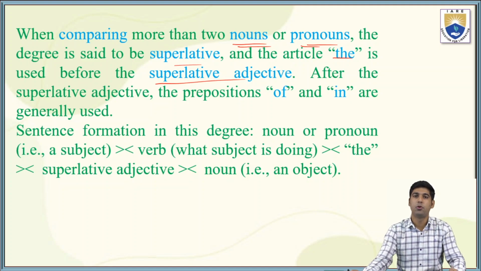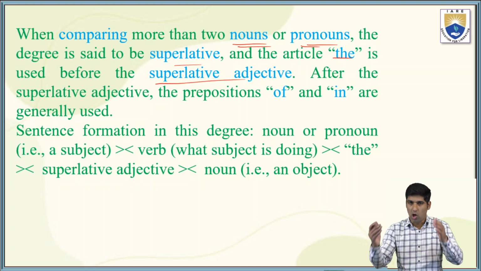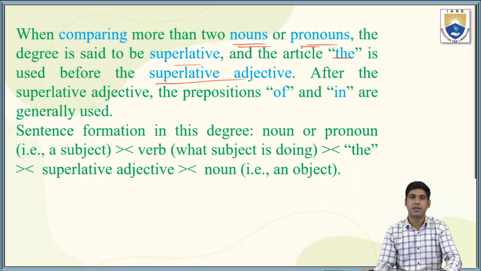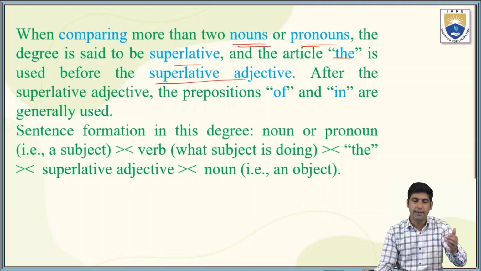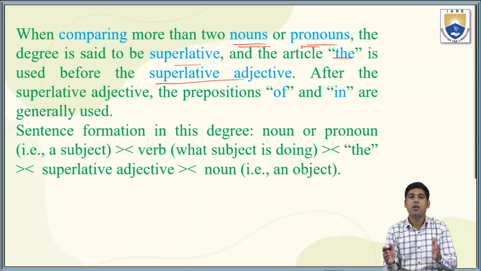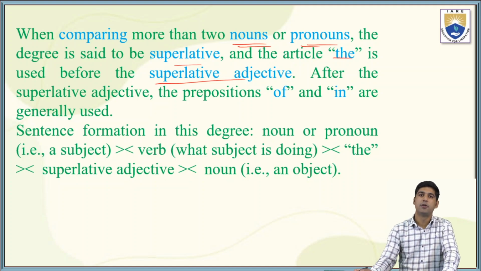It will again help you to know about articles. We have the definite article the. There are a lot of uses of the, like we use it before the names of newspapers, directions, rivers, oceans, mountains, and islands. But we also use it before superlative adjectives. So wherever you are using a superlative adjective, remember it should be preceded by the definite article the. The is always placed before the superlative adjective.